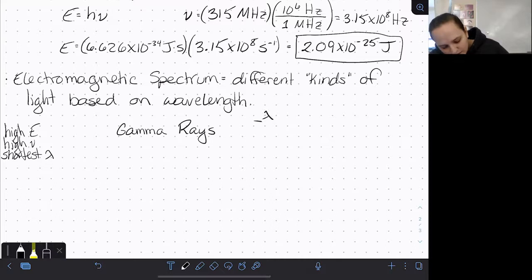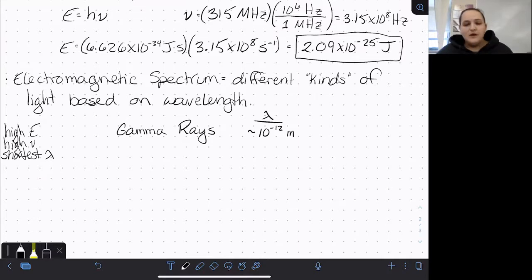And things in the gamma ray region have wavelengths on the order of 10 to the minus 12 meters or so. You don't need to memorize these numbers or anything. I'm just trying to give you a sense of what the range is here that we're talking about, because it is very broad. Next up on the list is X-rays, which is exactly what you think they are.